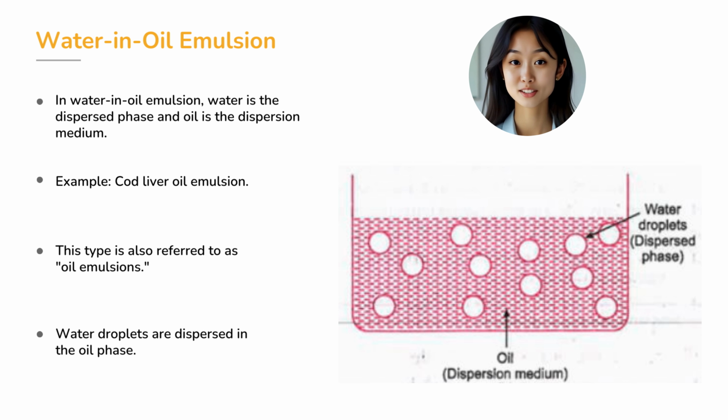Water in oil emulsions are fantastic when you need that extra layer of protection, like in cold creams that help protect your skin in winter. So, next time you use some cold cream, remember, it's all about chemistry keeping your skin hydrated and protected.